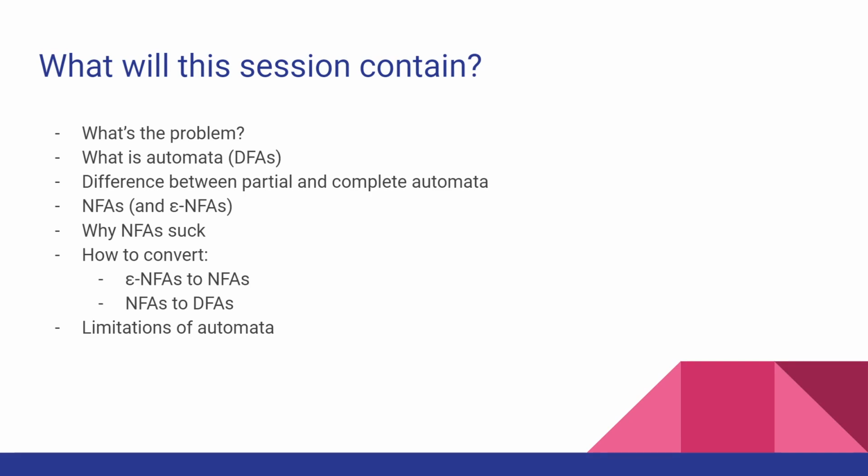First of all, I want to talk about the problem, because I feel like it's important to know why we're doing automata and what problem it's solving, rather than just understanding how it works, understanding its purpose. Then I'm going to introduce automata through DFAs, because I think it's the simplest way of understanding automata. And then before doing NFAs and ENFAs, I'm going to look at partial and complete automata, what's the difference between them. And then I'm going to talk about why we don't really like NFAs and ENFAs. And we're going to look at how we can get ENFAs back to NFAs and NFAs to DFAs, which means we can always get to a DFA. And then finally, I'm going to end with the limitations of automata.